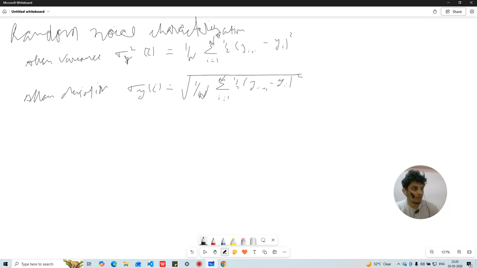Allan variance. Let's compare neighboring ticks. Take two nearby chunks of time. Check, did the clock speed change? Intuition: if the clock is steady, differences are small. If it's noisy, differences are big.